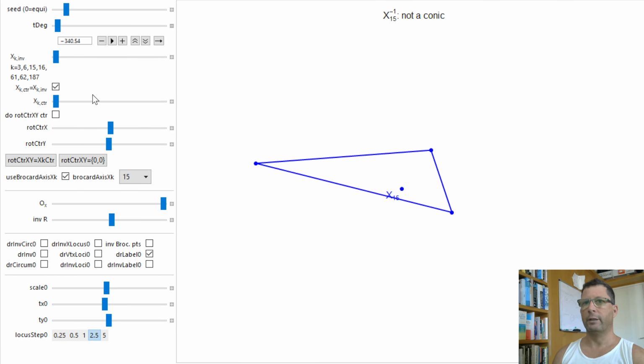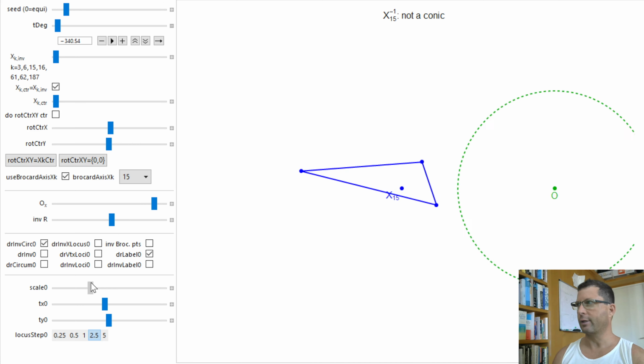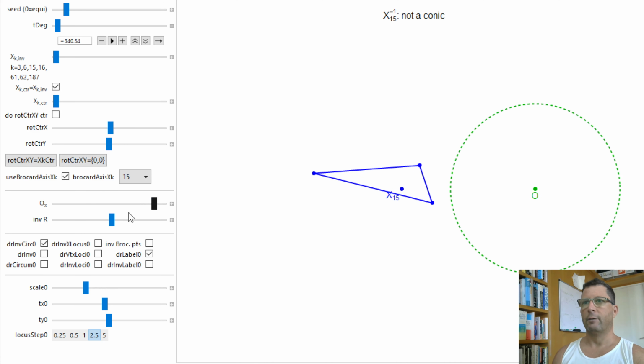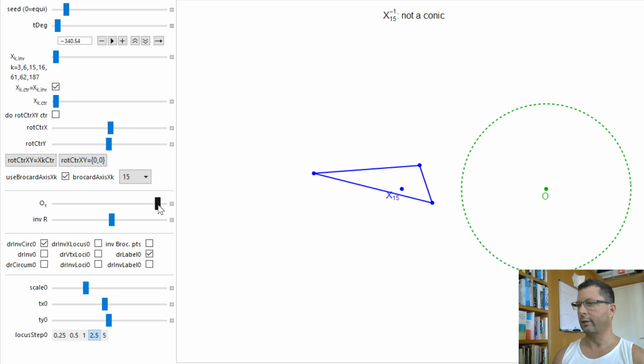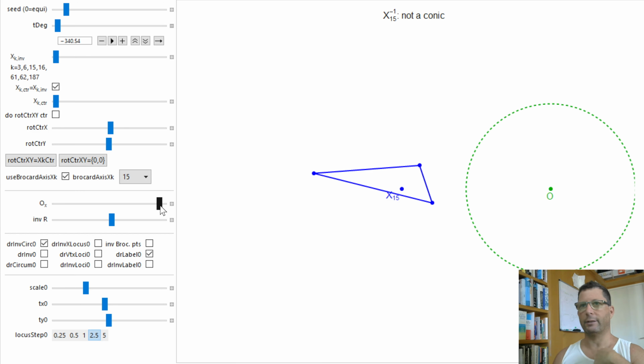Now, what I'm going to do is introduce an inversion circle. It's sitting here on the right. Let's scale this down a bit. I want to place it toward the right of the triangle for reasons that are going to become clear in a little bit. All right.